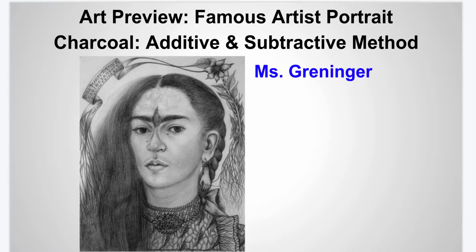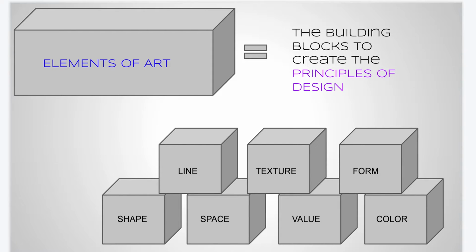All right, cool. So we're going to be doing something called the famous artist portrait, and we're going to be using charcoal to do this, and two different techniques. One is called additive, and the other method is called subtractive. Reminding you that we talked about already the elements of art, and we're going to be using a couple of these in this drawing.